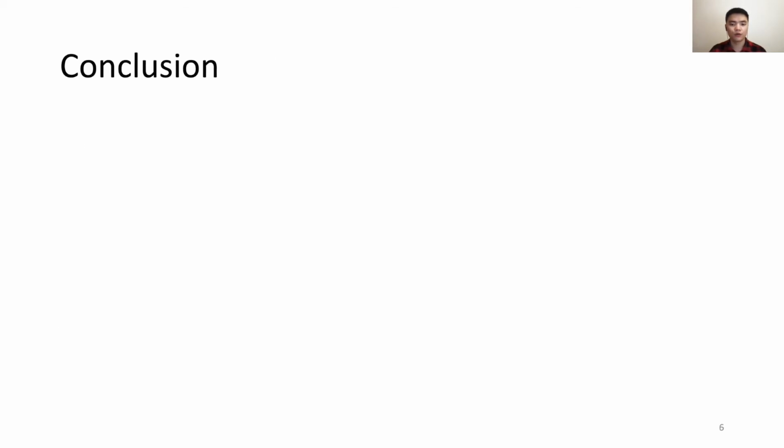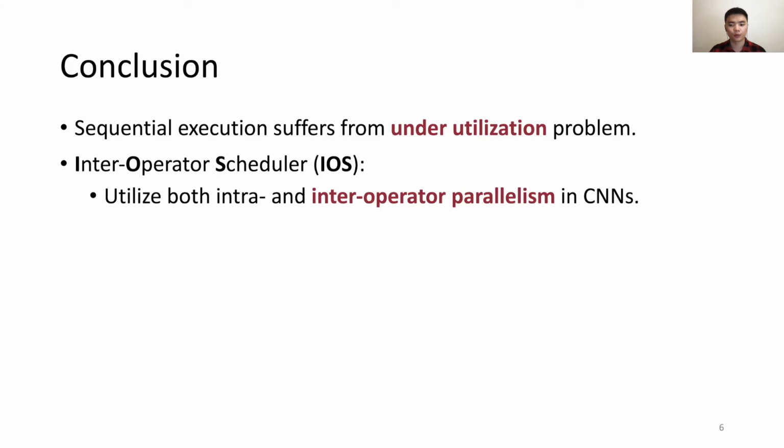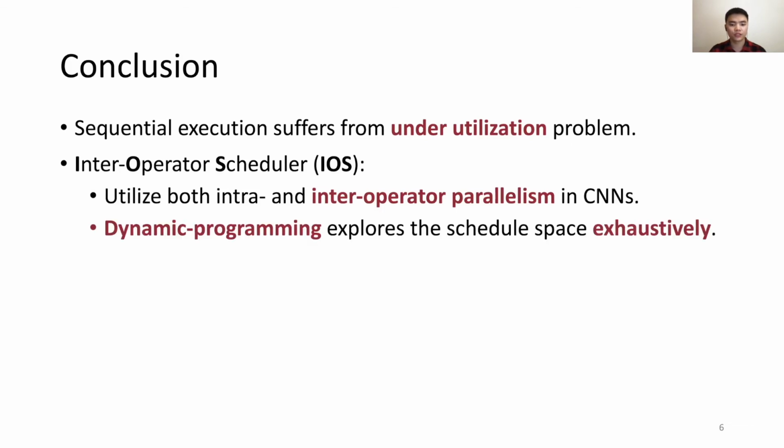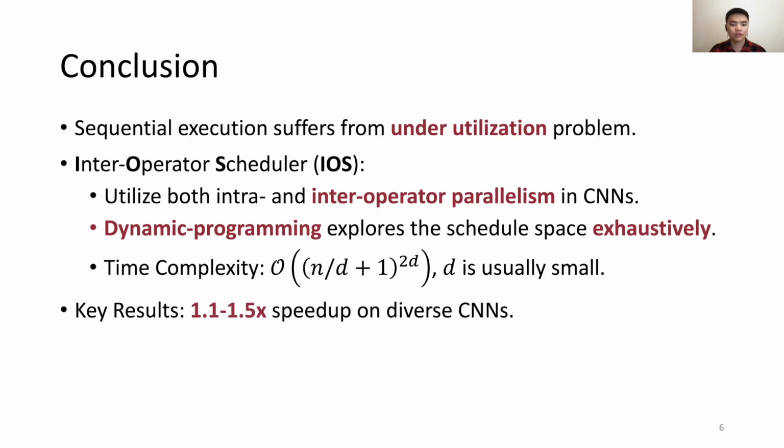In conclusion, we found that sequential execution suffers from an underutilization problem, especially when we execute a small operator on a powerful GPU. We propose an inter-operator scheduler to utilize both intra- and inter-operator parallelism. We employ a dynamic programming algorithm to explore the schedule space exhaustively and prove that its time complexity is only exponential in the width of the computation graph, which is usually small, making the exhaustive exploration practical. IOS achieves 1.1 to 1.5 times speedup compared to the state-of-the-art libraries.